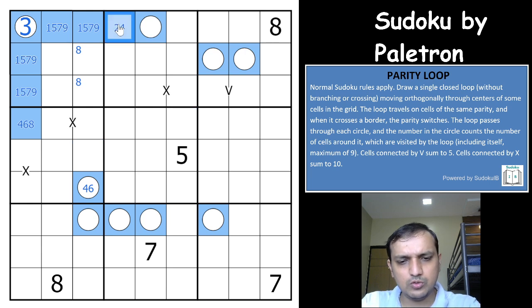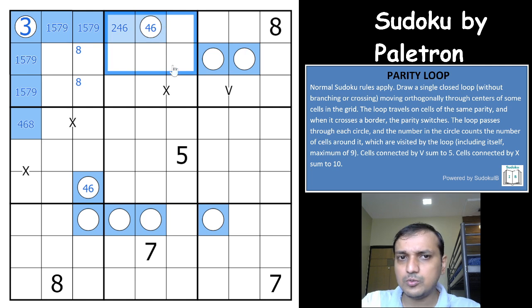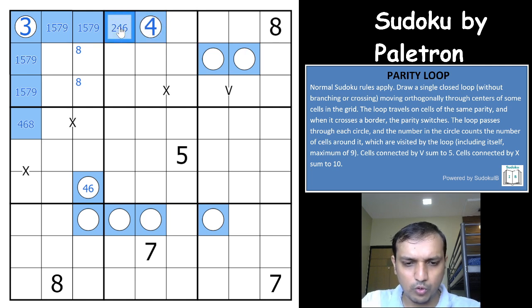This is also even, 2, 4 and 6. This is also even, it cannot be 2, 4 and 6. 8 is not possible. 6 is also not possible, because then all the cells will be part of the loop and all of the cells cannot be even, so it would have to be a 4. Nice, a good start to the Sudoku.